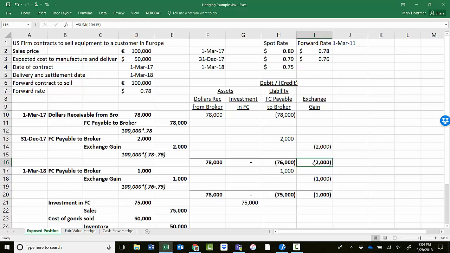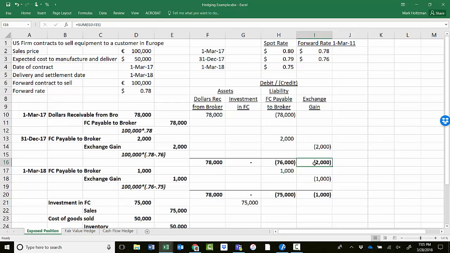I mean, when you think about it, right? If you hadn't entered into this contract, you would have received $75,000 worth of euros, right? At the end of the day, you get 100,000 euros, and that's worth $75,000. Because they entered into this forward exchange contract, they're getting $78,000 for it. So that's where the $3,000 gain is, you see?